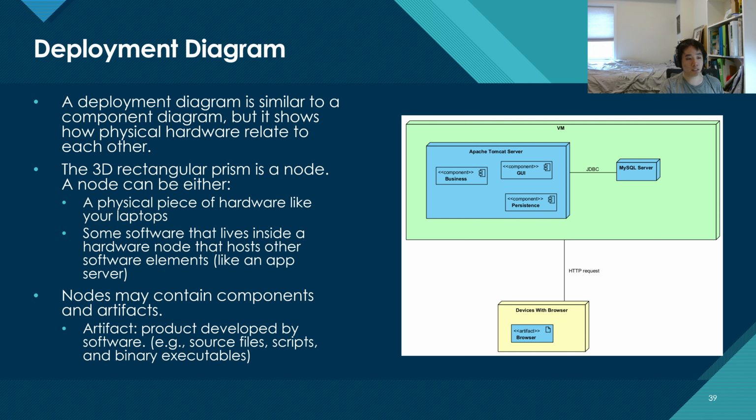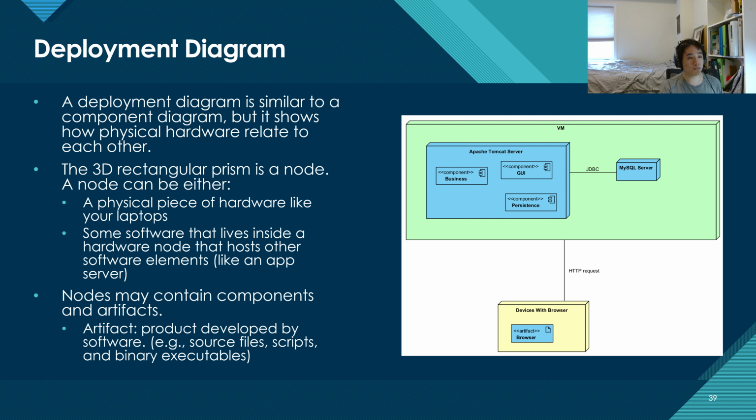And if you look at the bottom, we also have us, the people with a browser, sending an HTTP request to maybe the VM instance housing the Apache Tomcat server, and behind the scenes, the VM is routing our request to the server itself.